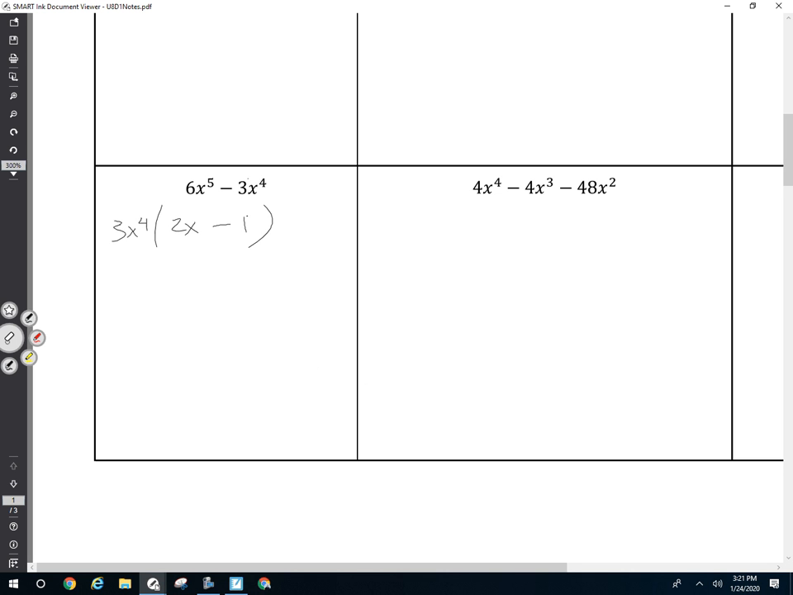Okay. 4x to the 4th, 4x cubed, 48x squared. Go ahead. Factor that by the greatest common factor. You know what? There's a little bit more I can do. What do they all share? A 4x squared, not just a 4x, a 4x squared. Very good. Pull that 4x squared out of all 3 of those terms.